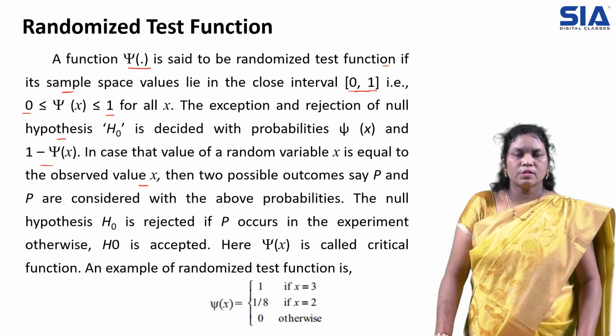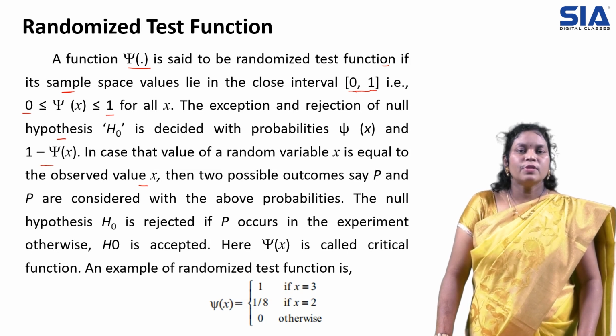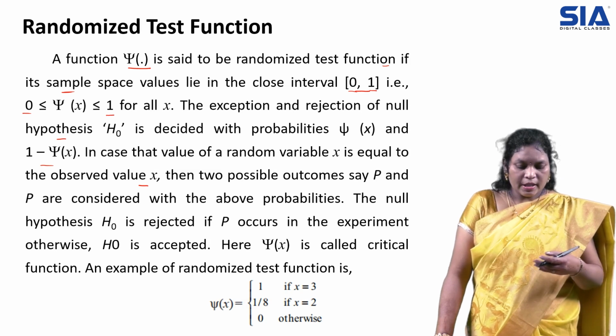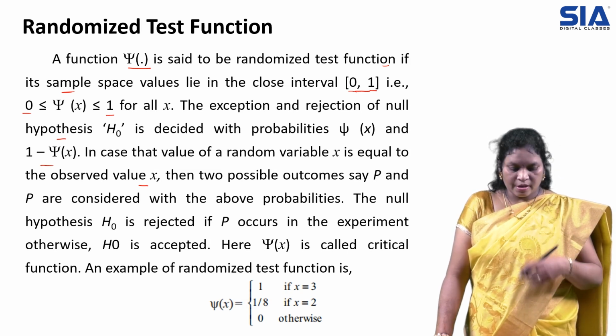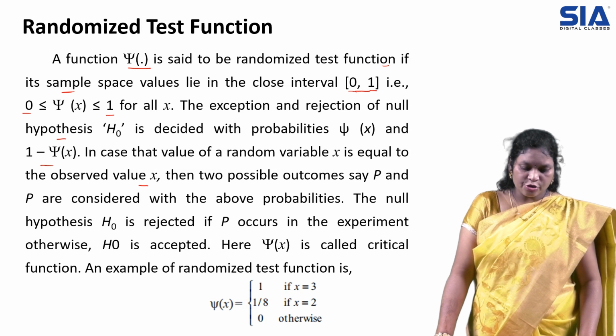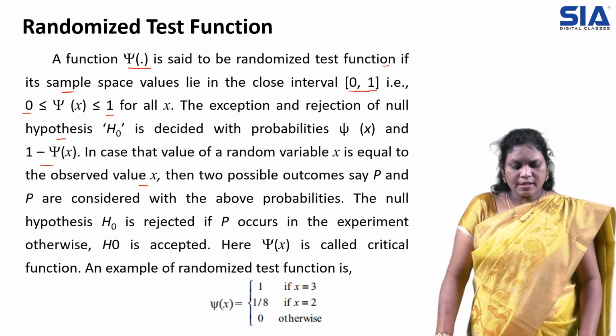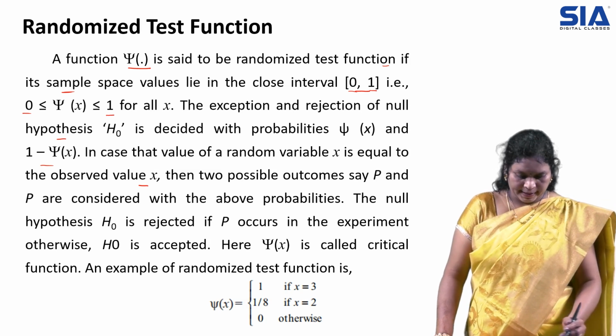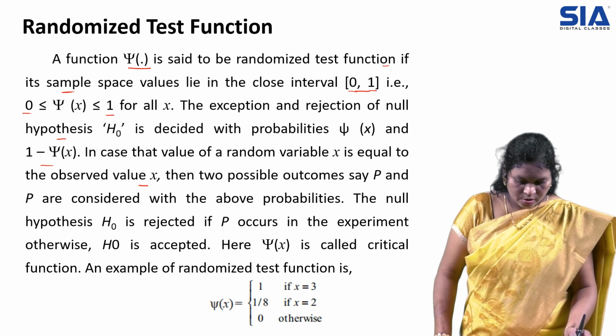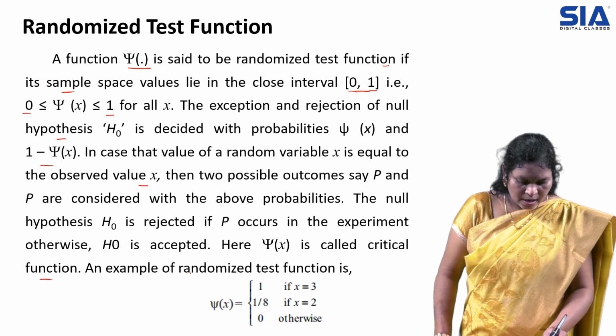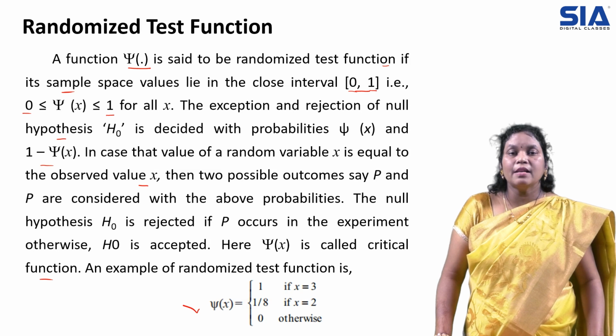So through the null hypothesis we do that, right? If you reject the null hypothesis, the outcomes will be equal: observed values and expected values will be equal, so H naught is rejected. Otherwise we'll accept our H naught. Here psi of x is called a critical function. An example of a randomized test function, just as an example, they have derived some values.